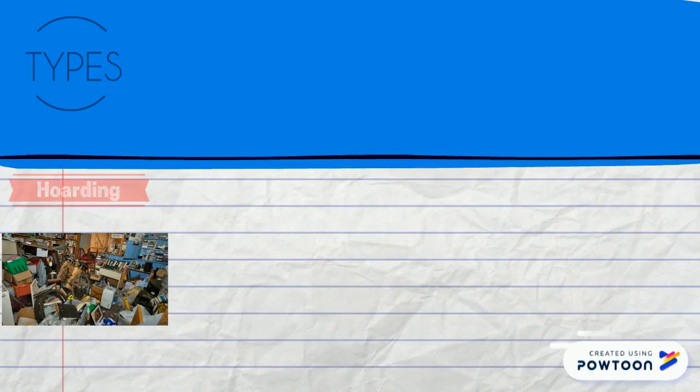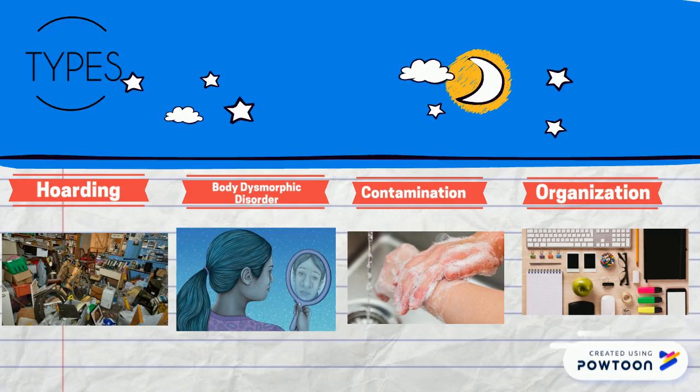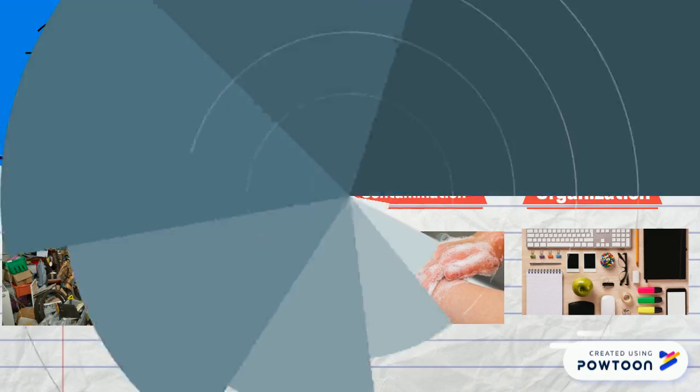Hoarding is when people have difficulty in getting rid of items even if they hold no value. BDD is intrusive thoughts of faults in one's physical appearance. Contamination is compulsive behaviors in avoiding touching things, which they think is contaminated, and organization is the compulsive behaviors in keeping things organized. Avoiding these compulsions all cause anxiety.